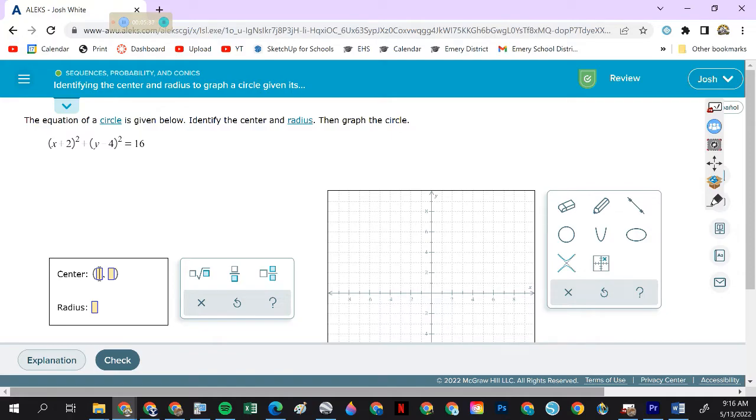Where is the center of this circle? -2, 4, and the radius 4, and then it wants you to graph it. So put a point on the center, and then draw a circle that has a radius of 4. Okay.